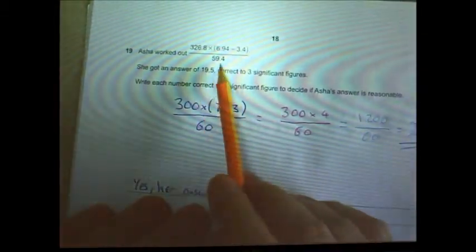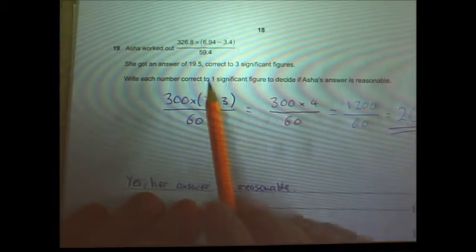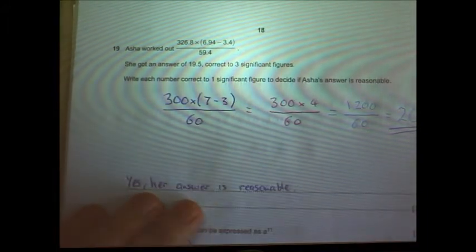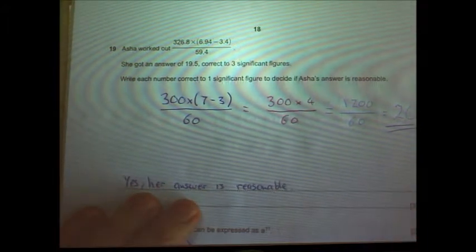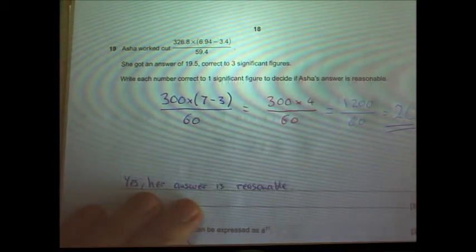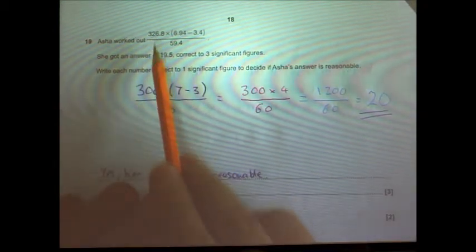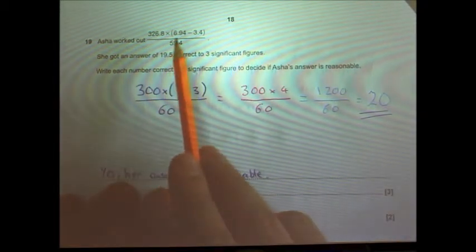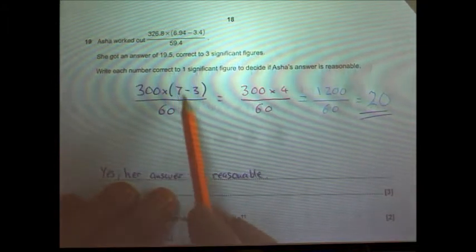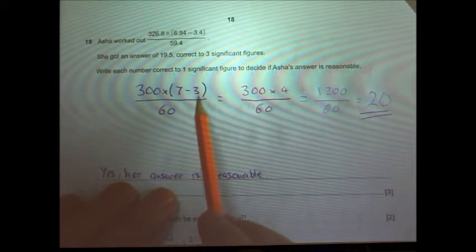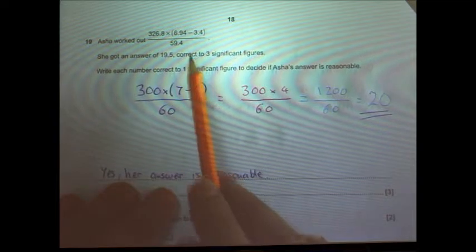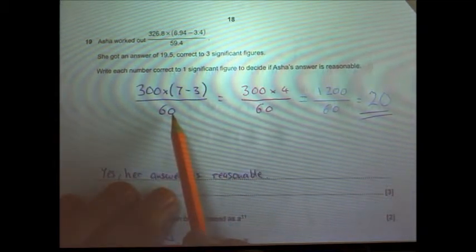Question 19. Asha worked out this calculation. I'm not going to read it. She got an answer of 19.5 correct to 3 significant figures. Write each number correct to 1 significant figure to decide if her answer is reasonable. So that to 1 significant figure is 300. 6.94 to 1 significant figure is 7, and 3.4 to 1 significant figure is 3, and 59.4 will go to 60 to 1 significant figure.